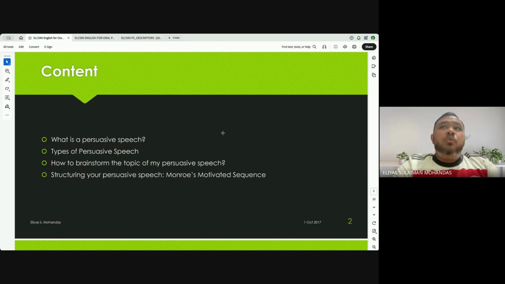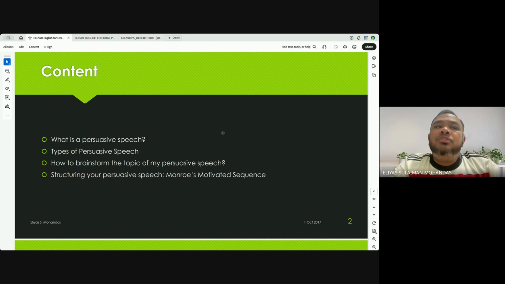Okay, so we are going to apply Monroe's motivated sequence in structuring our persuasive speech. So you need to really understand what Monroe's motivated sequence is, so that you can actually apply that sequence in structuring and crafting your persuasive speech.